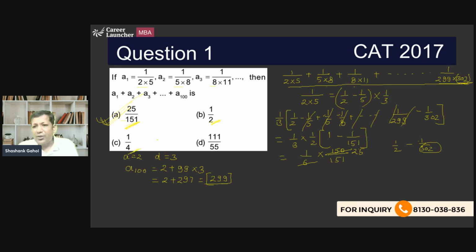4 is not a factor of 302. 55 is definitely not a factor of 302. So basically, these cannot be the answer. I can directly mark my answer. But if you are confused, you can still solve. It is still not going to be very lengthy during the exam. Okay. Now let's move on to the next question.